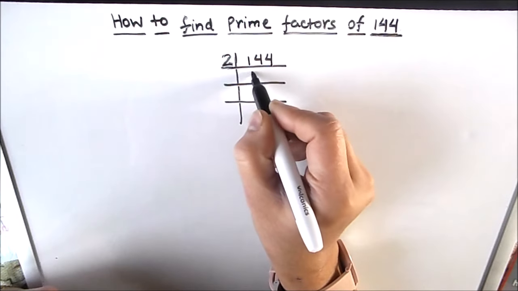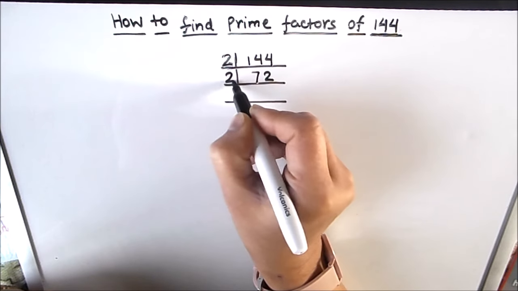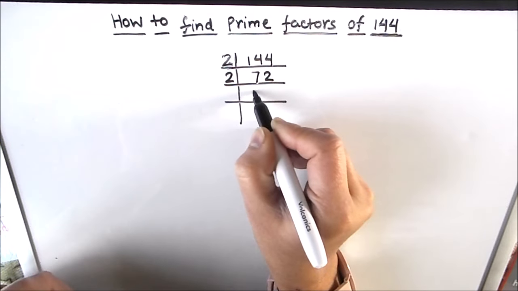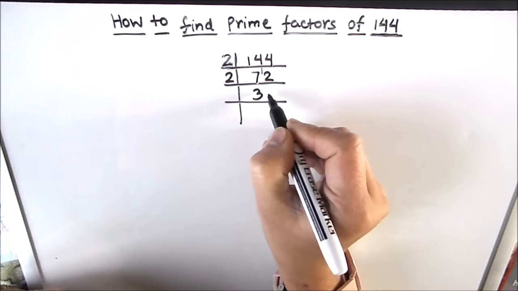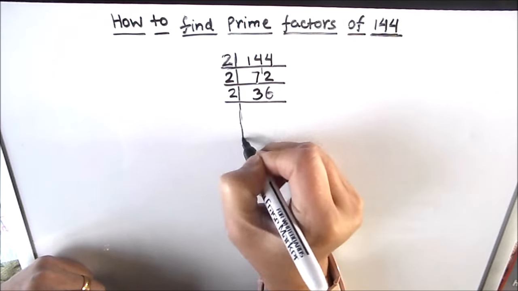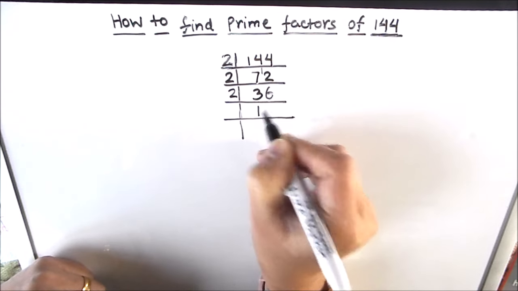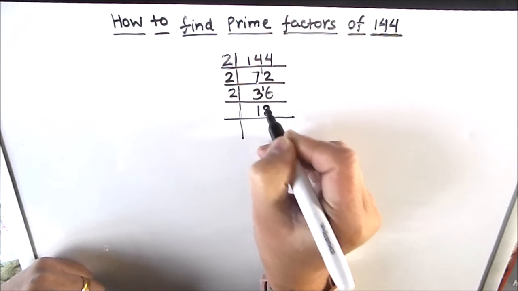So 2 times 7 is 14 and 2 times 2 is 4. Again, 72 is an even number, it is divisible by 2. 2 times 3 is 6. 1 is remainder, this becomes 12, 2 times 6 is 12. 36 is also even, it is divisible by 2, 2 times 1 is 2, 1 is remainder, this becomes 16, 2 times 8 is 16.